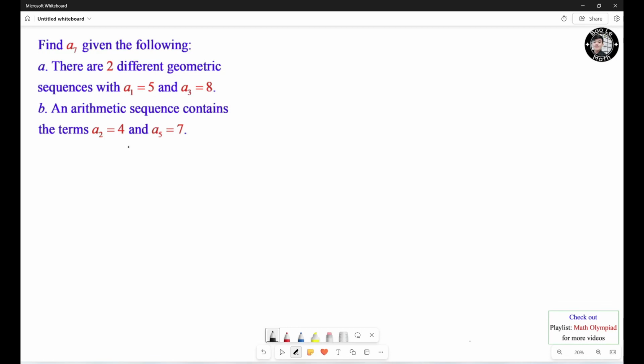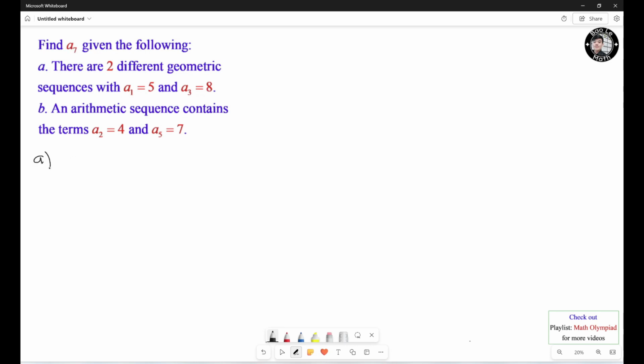Hello everyone, in this video we're going to learn how to solve this problem from the University of Houston Math Contest for Algebra 1 students. Alright, question A. There are two different geometric sequences with A1 equals 5 and A3 equals 8. We need to solve for A7.